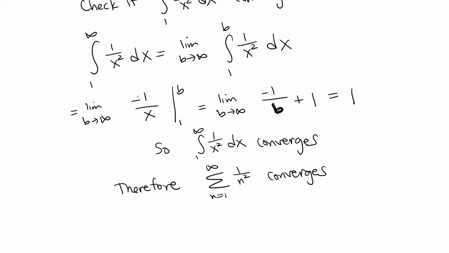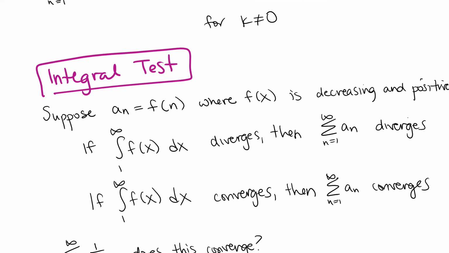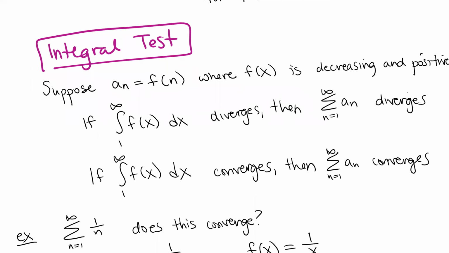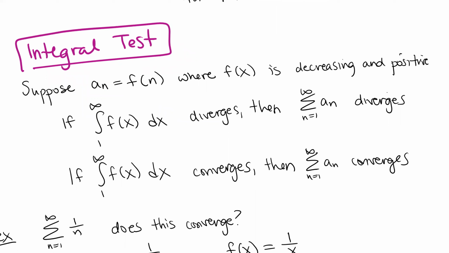All right, that's it for this video. Remember all of our good convergence properties, and remember especially our integral test. It's really helpful in a lot of cases for figuring out whether an infinite series converges. Remember that we need to have f of x be decreasing and positive in order to use it. But if those two conditions are met, then it's very useful.